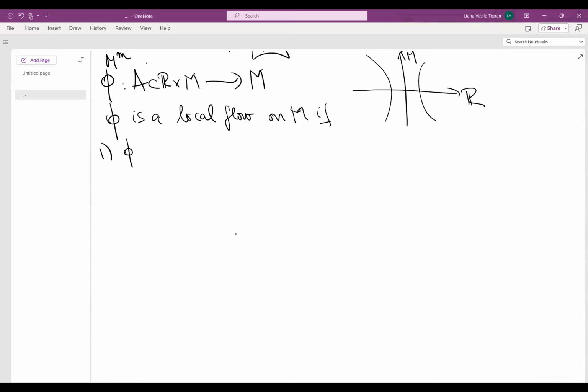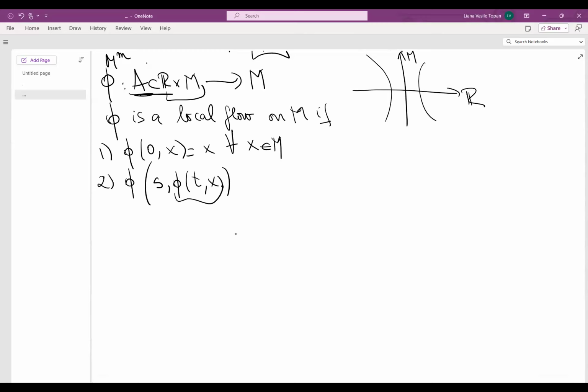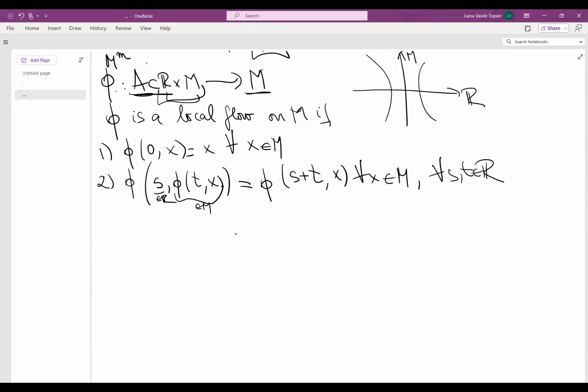First is that phi evaluated at 0 and x is x for every x of M. You see the domain looks like this, so it's a subset of R times M, so I have two components there. And second is phi of s and phi of t of x. So phi of t of x is phi applied on a point here, so the image will be in M, so it's fine, right? This is in R and this is in M. So this is phi of s plus t and x for every x in M, and for every s and t real numbers for which this makes sense, depending on how the set A is here.